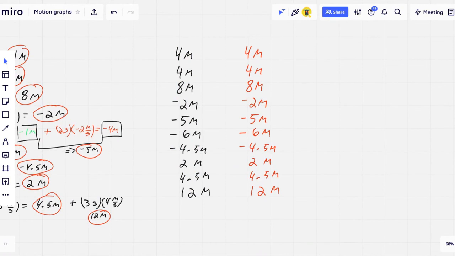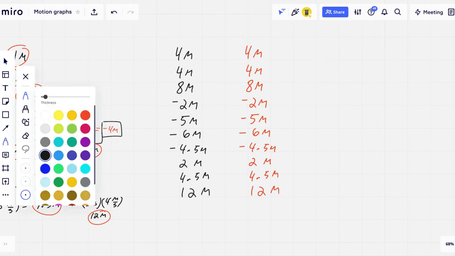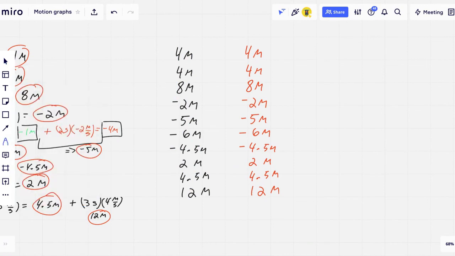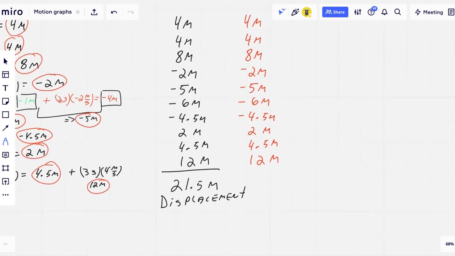Okay, so what I've done here is I have two columns that have all my area calculations, which in black, I have the negative signs for the negative displacements. And I'm just going to total it up, and this will give me my total displacement and final position. So when I add this column together, I am going to take into account the negative signs.